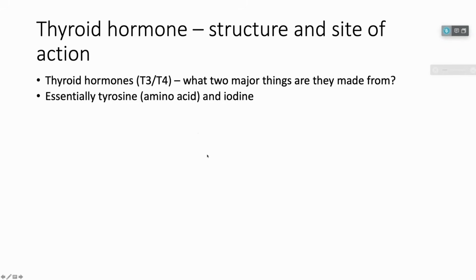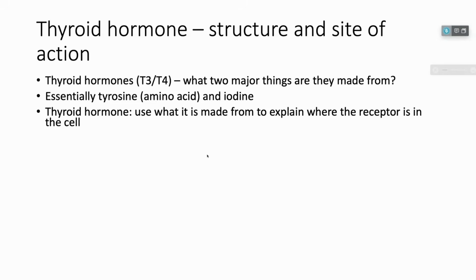So Maliha, use the fact that it's made from tyrosine, in particular, to explain where the thyroid hormone receptor is in the cell. It's in the cytoplasm. Or intracellular. Good. Why is it intracellular? Because tyrosine is a nonpolar amino acid. Yeah, exactly. Tyrosine is a nonpolar amino acid.